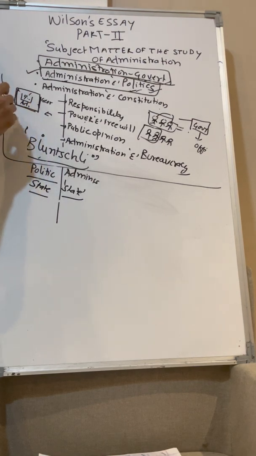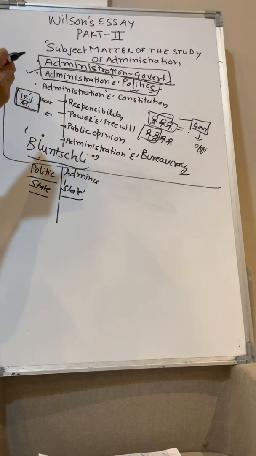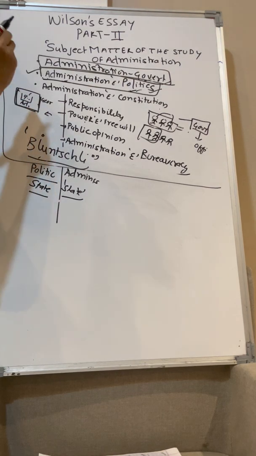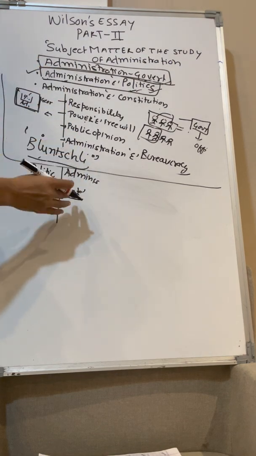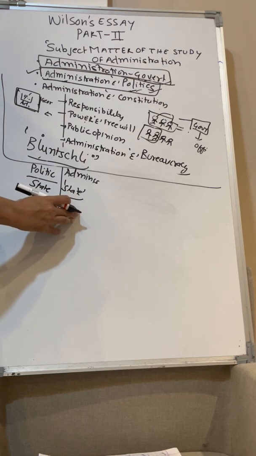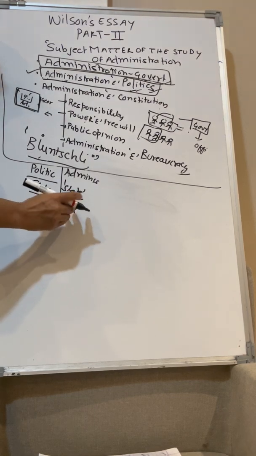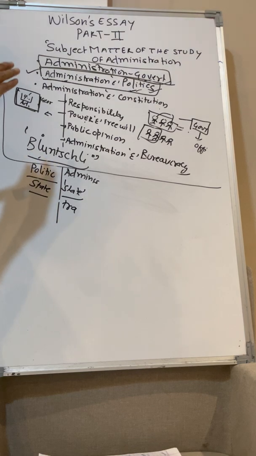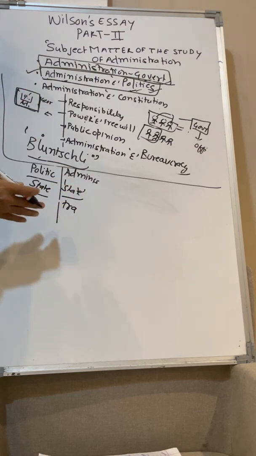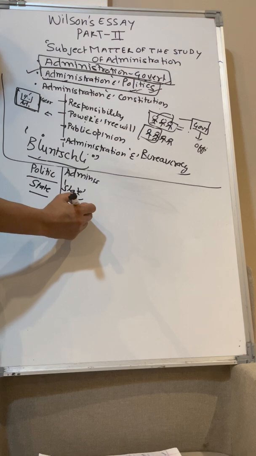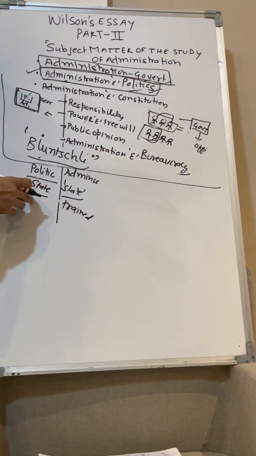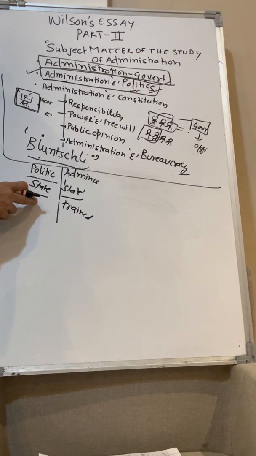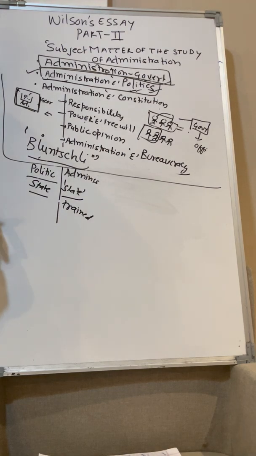And also you can differentiate by seeing who is performing this activity. The activity of the statesman is called the politics, and the activity of the trained officials is called administration. So here, if you want to locate where the administration is, follow the activity of the trained officials. Whatever they do is called administration, and whatever the statesmen do is called politics. So now we are clear with the difference between politics and administration.